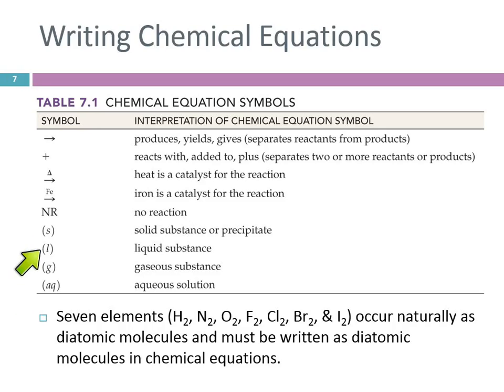So, I got ahead of myself, as usual. Solid, liquid, gas, aqueous. Sometimes we mix two things together and nothing happens other than physical mixing. And so we abbreviate that NR for no reaction. The arrow indicates that these things produce, or yield, or give. It's just used to separate the reactants from the products. We use plus symbols between reactants and between products.